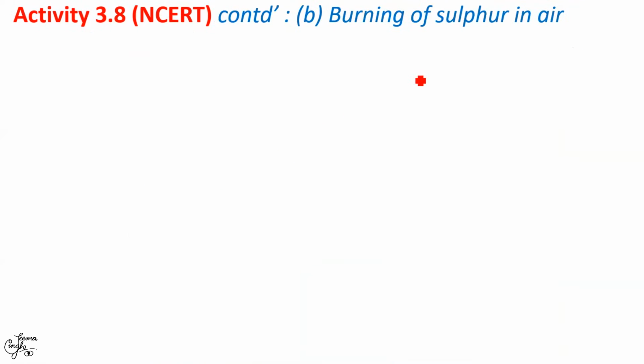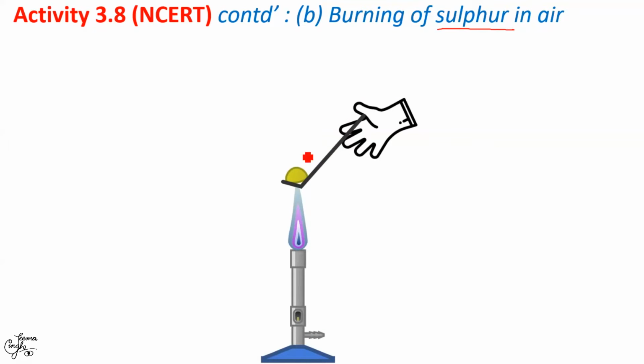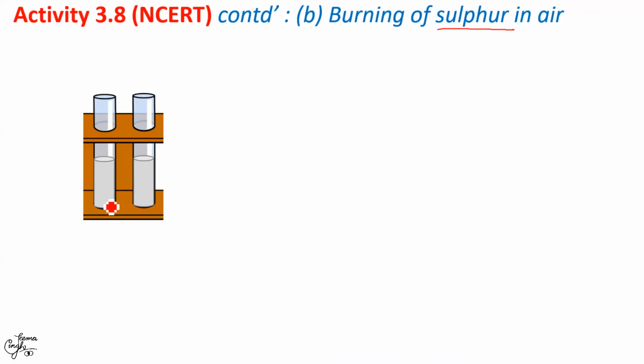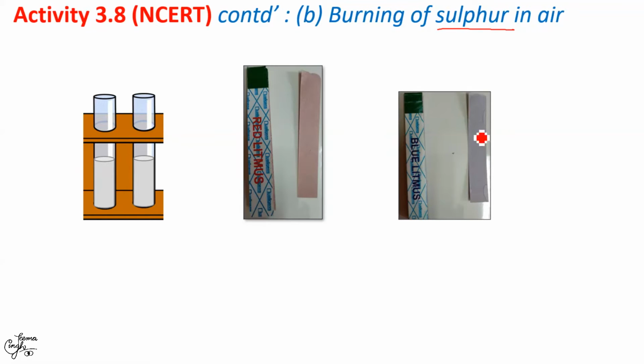Similarly, we take a non-metal, say sulphur powder, which is yellow in color, in a spatula and burn it in the flame of a Bunsen burner. We observe that the sulphur melts and then converts into vapors. We collect the vapors or the fumes evolved in a test tube that is kept inverted over the burning sulphur that we took in a spatula. Thereafter, we add a little amount of water in the test tube containing fumes and test the resulting solution with red and blue litmus papers.